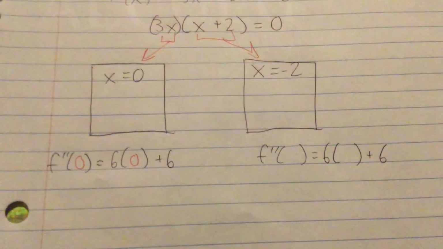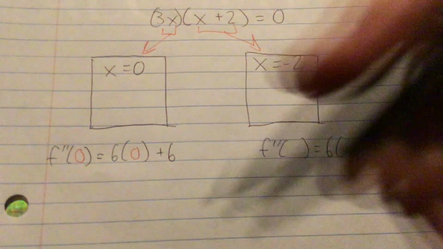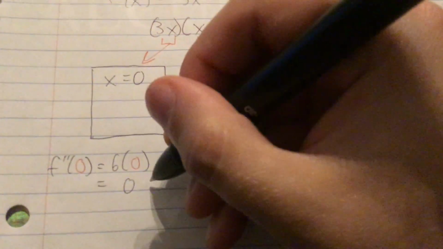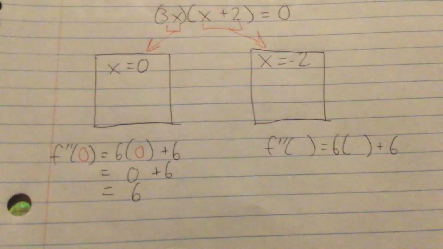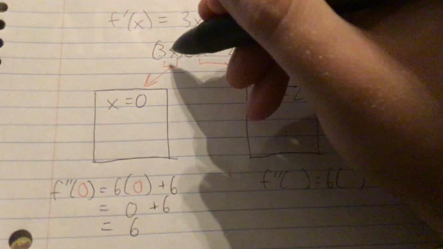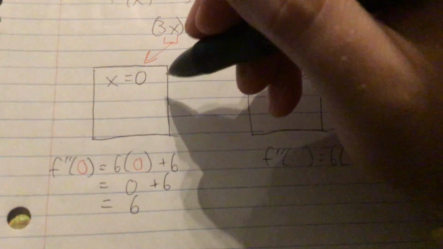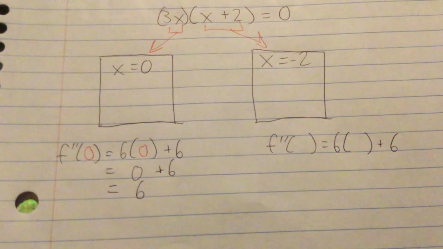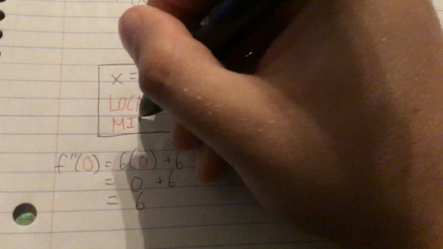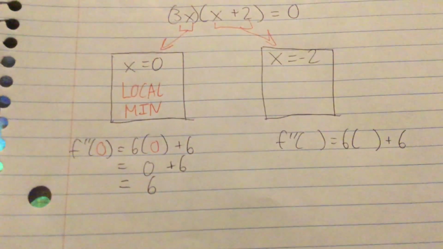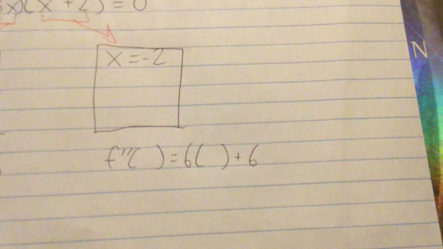Let's start with f double prime of 0. Well, how exciting. 6 times 0 is 0 plus 6. So my second derivative is positive 6. So if my tangent line is horizontal at x equals 0, and my second derivative at x equals 0 is positive, those are the properties of a local min. Horizontal tangent line, and then it rises, that's a local min. All right, then x equals negative 2. Let's plug that into the second derivative.